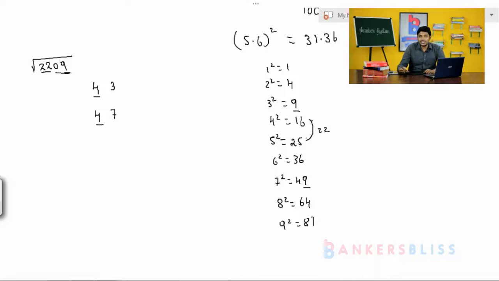So the lesser number is 16. The root of 16 is 4. So I have to consider 4. So the 10th digit is 4. Next I have to identify whether it is 43 or 47. What is the 10th digit? 4 is the 10th digit.